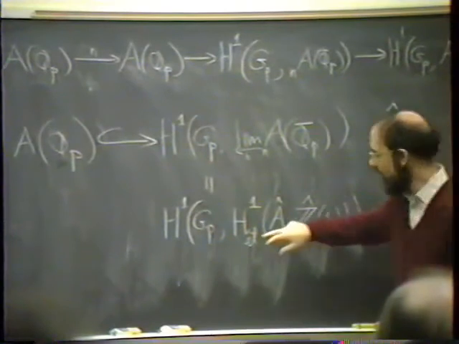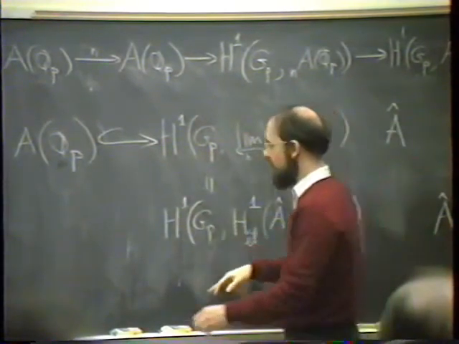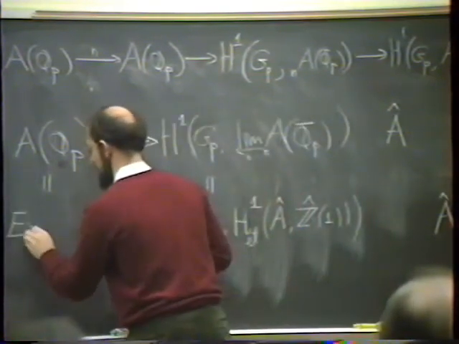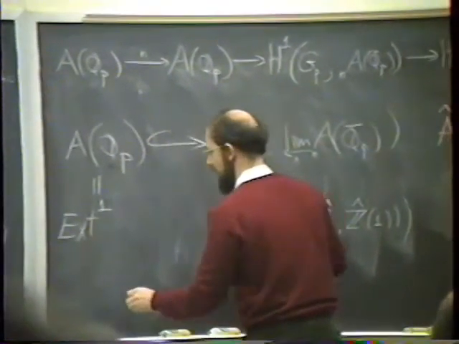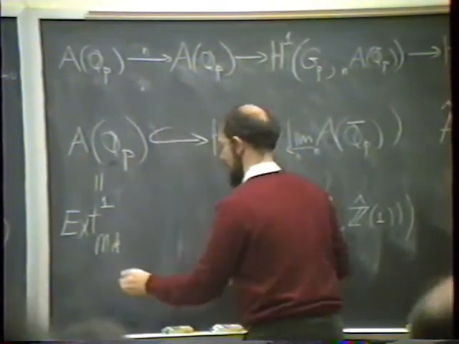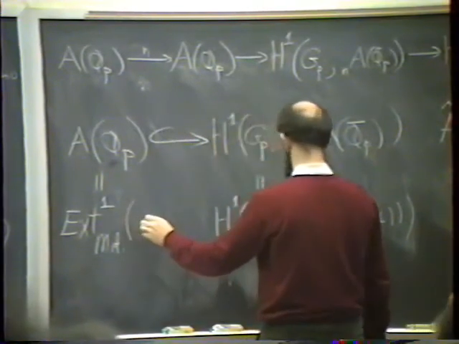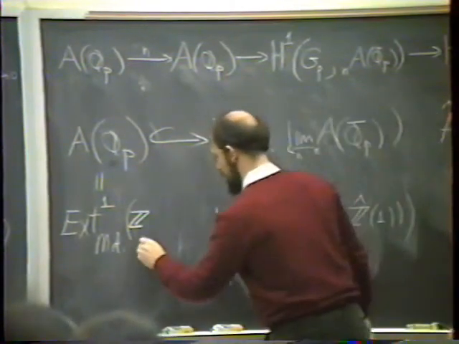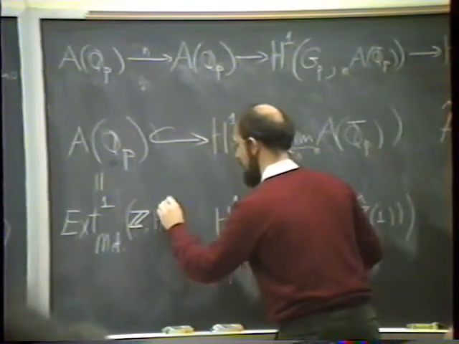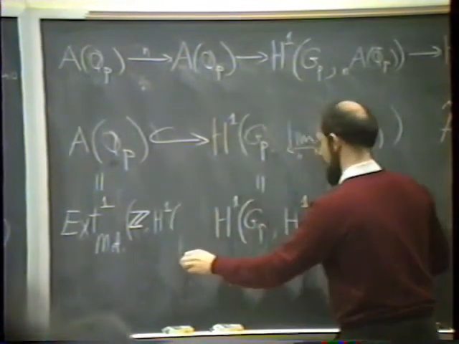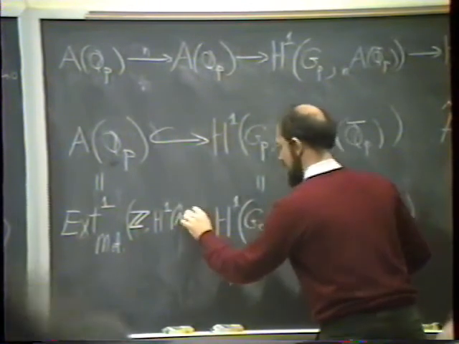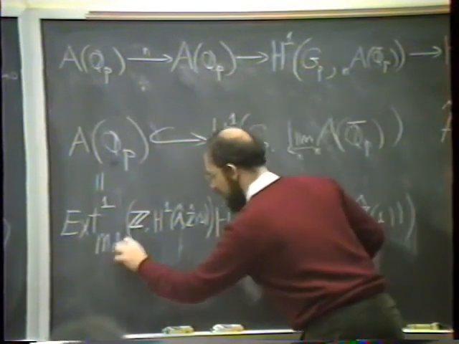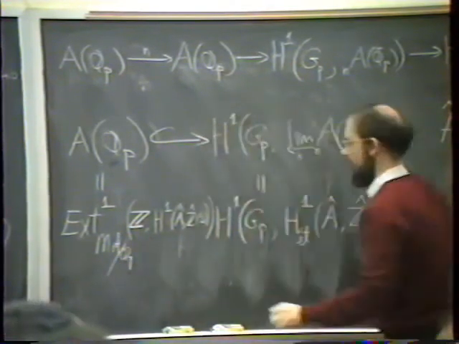Well, in fact, what happens is that this thing gets identified with the extensions, in a suitable category of motives, of Z by the motive H1 of Z hat of 1, and the motives are over Q_p.